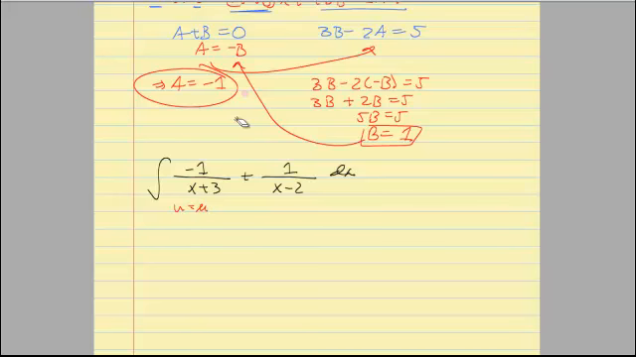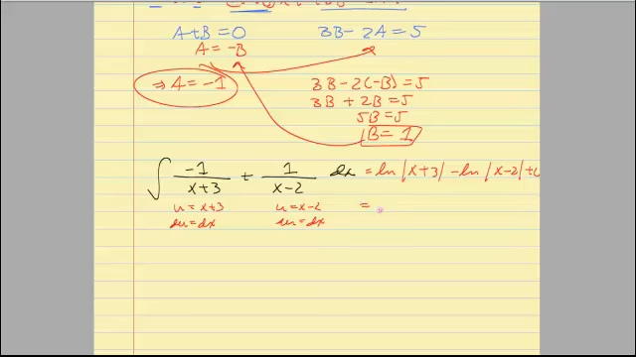So in this case I have u equal x plus 3, du is dx, u is x minus 2, du is dx. So again, each of these integrates into a nice natural log, absolute value of x plus 3 minus natural log absolute value of x minus 2 plus c.